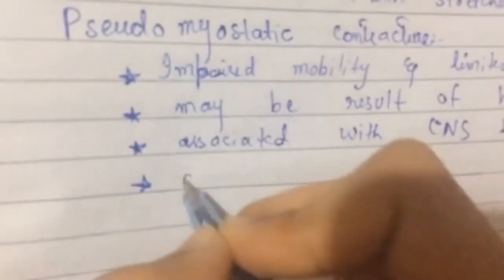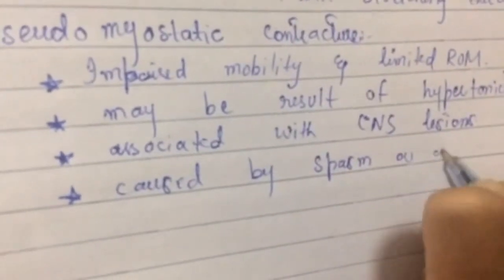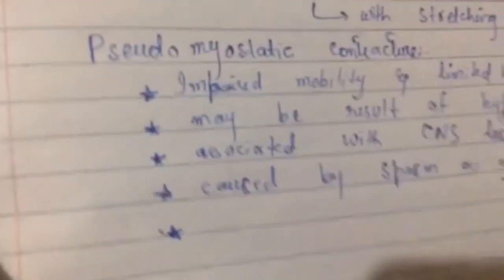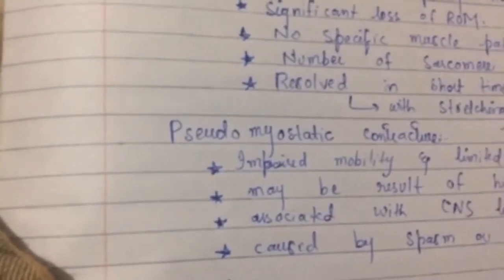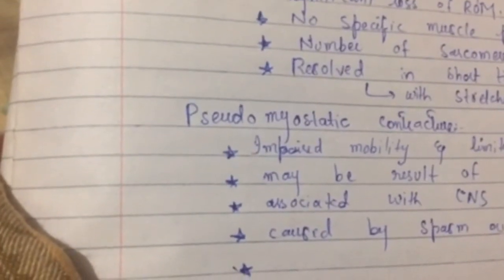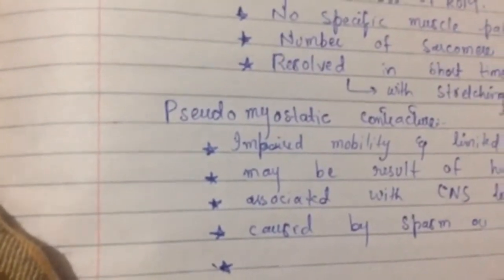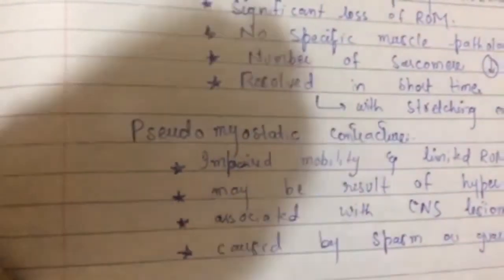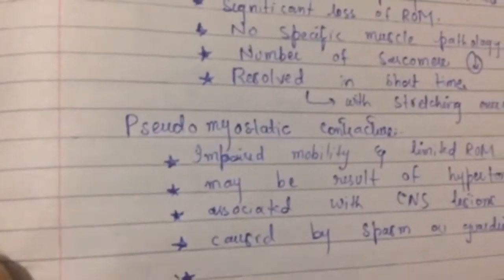Then we are saying that they can be caused by spasm, guarding and pain. A person cannot move, for example, a finger due to pain, so the pseudomyostatic contracture is present there. Maybe due to any spasm or muscle guarding, the person cannot move their part of the body or their joint, so the pseudomyostatic contracture is present in them.